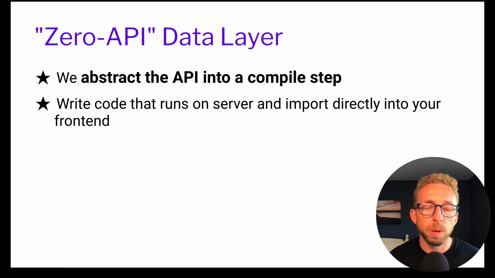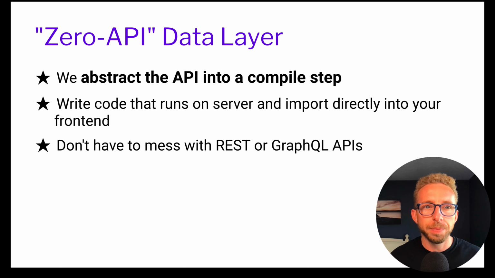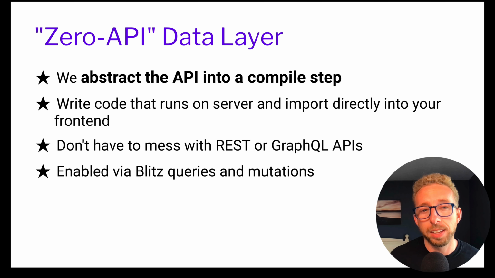So as a developer, you don't have to worry about it. You just write code that runs on the server, import those functions in your front end, and you don't have to mess with REST or GraphQL or anything like that. And you'll see that in Blitz. It's called queries and mutations is how that works. All right, let's look at some live code.